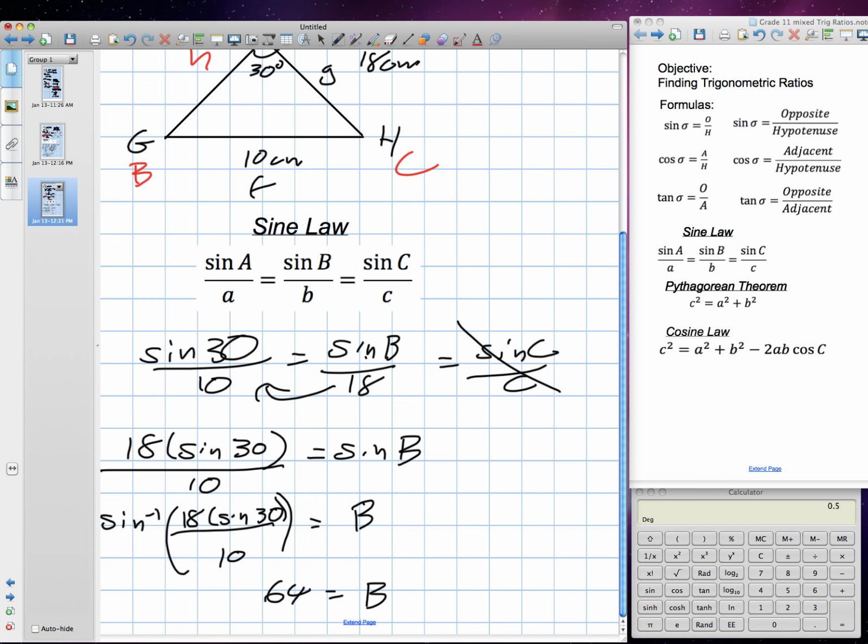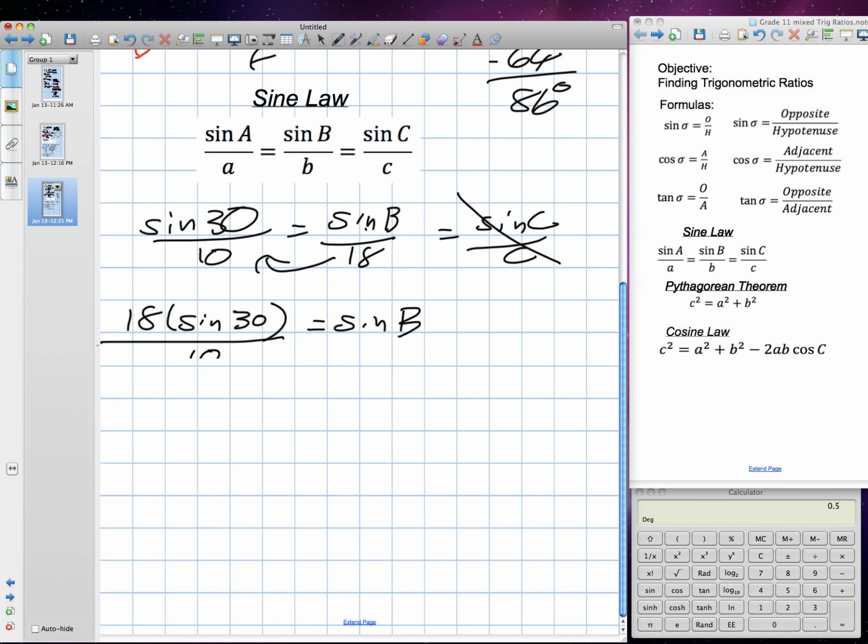So now that that is 64 degrees, what is H? Take 180, subtract 30, which is 150, subtract 64, gives us 86 degrees. Now that I have 86 degrees, I can set up sine law, or the sine C like we talked about earlier, to solve for side H. So we're going to scroll down a little.